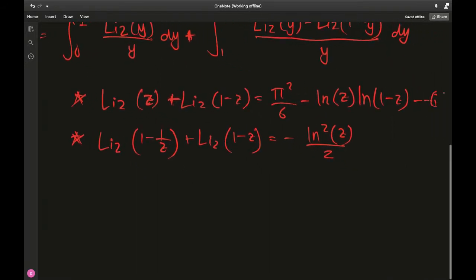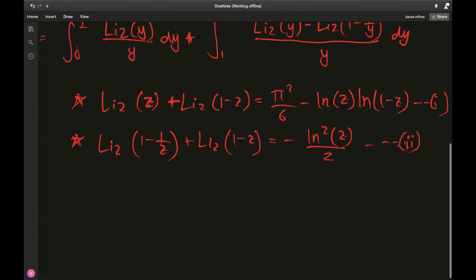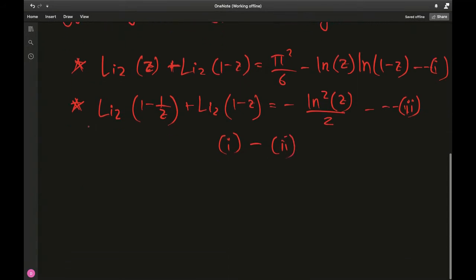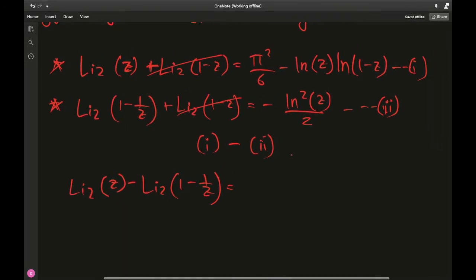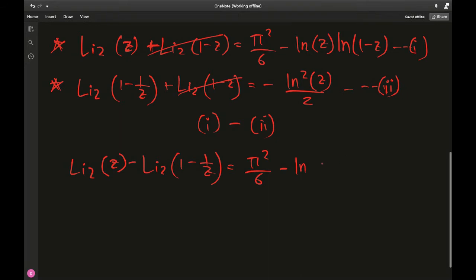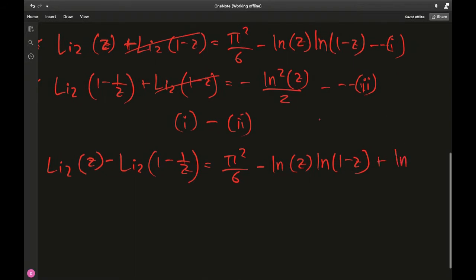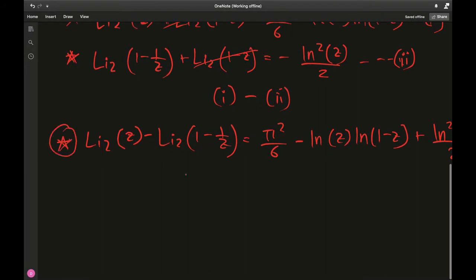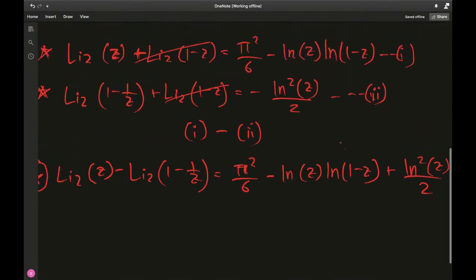dilogarithm of z minus dilogarithm of 1 minus 1 over z. So if you call this equation 1, if you call this equation 2, we basically have to do 1 minus 2. So when we do that, this guy and this guy will basically go off. So we just have dilogarithm of z minus dilogarithm of 1 minus 1 over z is actually equal to pi squared over 6 minus natural log z, natural log of 1 minus z, and I believe we have a plus now because of the minus, and minus will become plus natural log squared z over 2. That's actually the identity that we were looking for in the first place. So let's make this substitution over here on top.